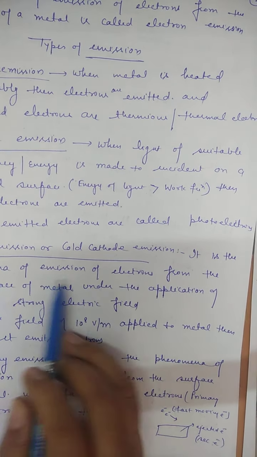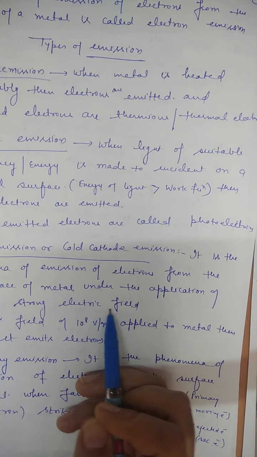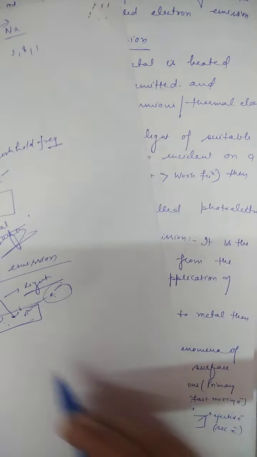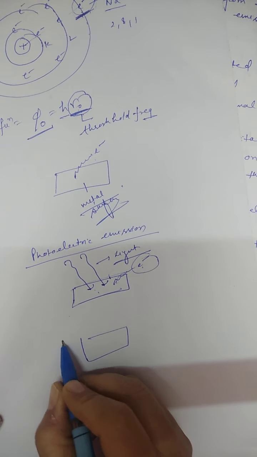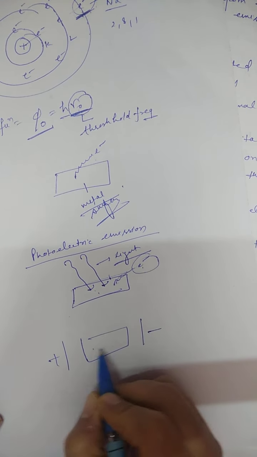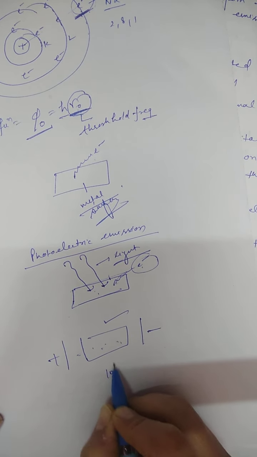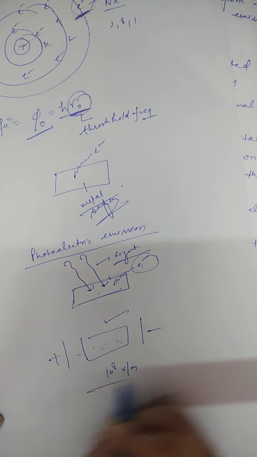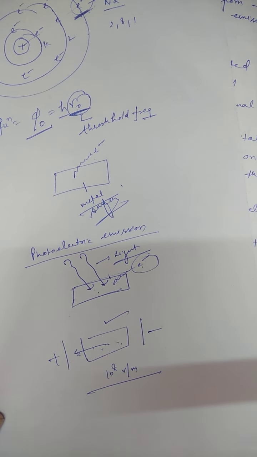It is the emission of electron from the surface of metal under the application of strong electric field. अगर आपके पास एक metal है, so इसमें loosely bound तो electron है, but when you kept it in a strong electric field, तो electrons भी यहाँ से क्या हो जाते हैं, eject. So this is high electric field you have to apply. Only then the electrons get ejected and move toward this positive terminal.